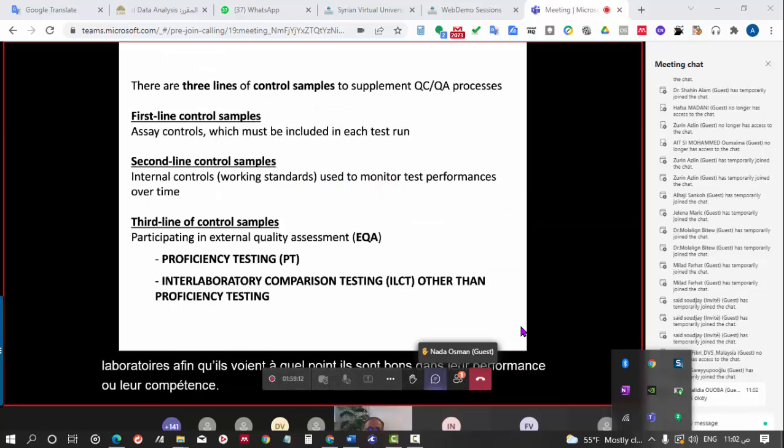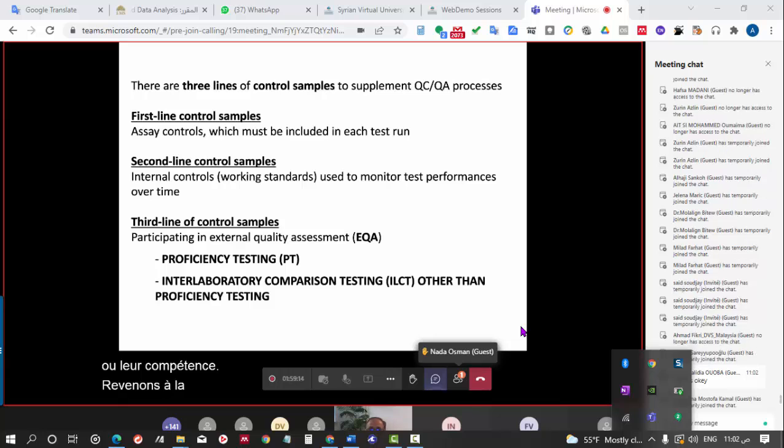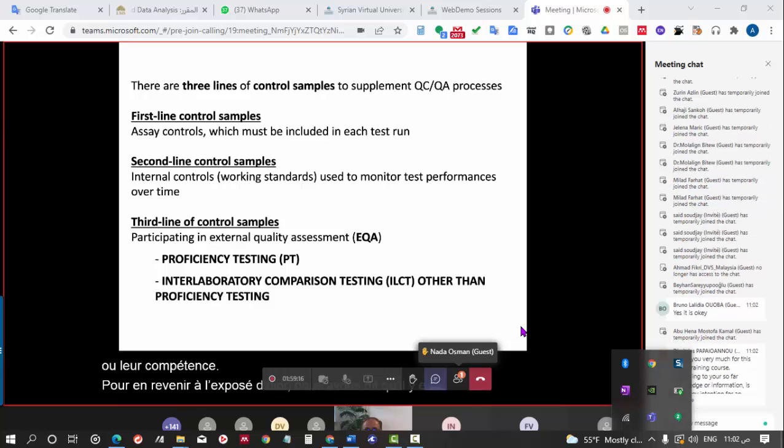Going back to yesterday's presentation, we said there are 3 lines of control samples to supplement quality control and quality assurance process. First line control samples are those that you include in every test.